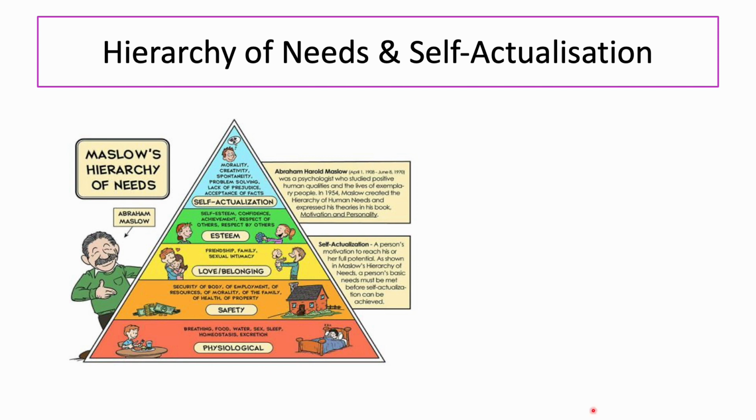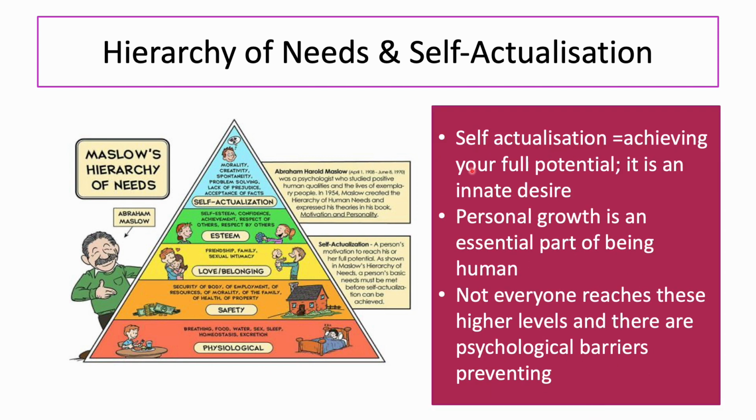And self-actualization is really about achieving your full potential, an innate desire that Maslow says all humans are born with. It's within us to achieve our full potential, because personal growth is an essential part of being human. Now, not everyone reaches the higher levels because there are psychological barriers preventing them. But the idea that Maslow had is that you progress up the hierarchy stage by stage.